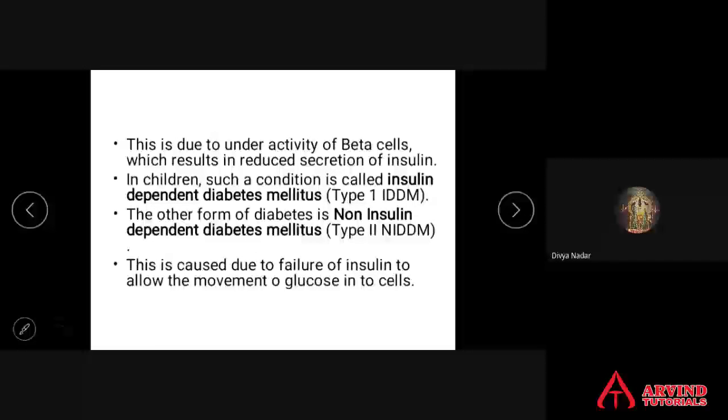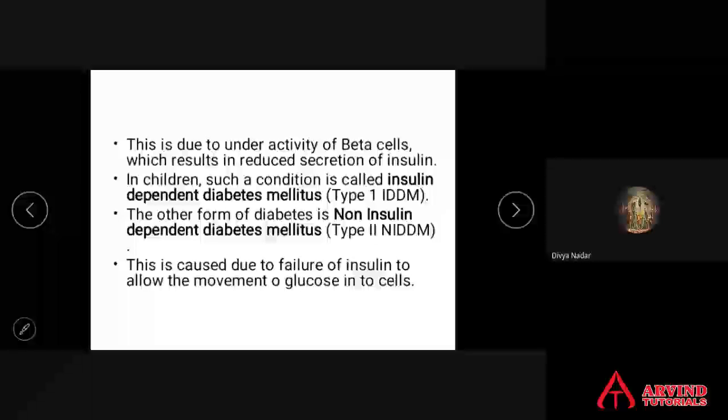Okay, this is caused due to failure of insulin to allow the movement of glucose into cells. Glucose into cells means glucose from the blood has to move into the cells, and movement of glucose from the blood to the cells is due to the presence of insulin. No insulin means this activity will be prevented.